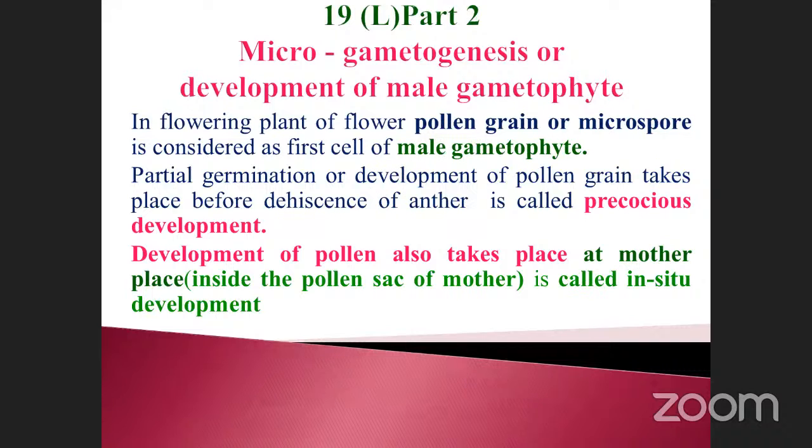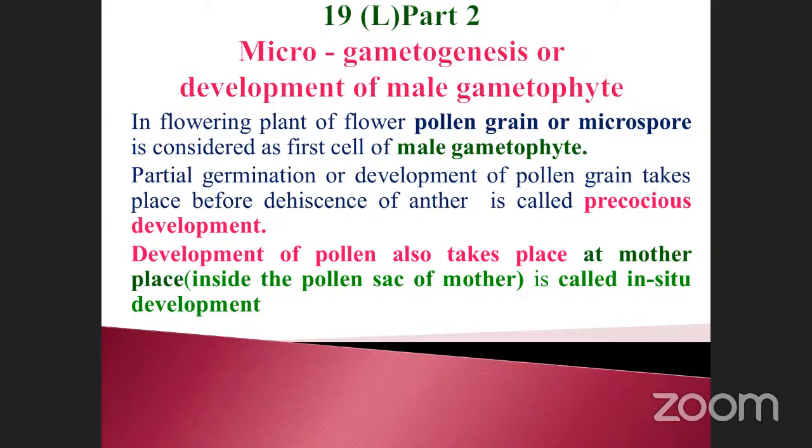Microgametogenesis. Gametogenesis means that inside the pollen sac mother cell, the male gametophyte is also produced. Microspores are also produced. This is also already discussed. In flowering plants, the pollen grain or microspore is considered the first cell of the male gametophyte. The pollen grain comes out, and that is the first cell of the male gametophyte. When it reaches the stigma, certain events occur, and those are the things we are studying.